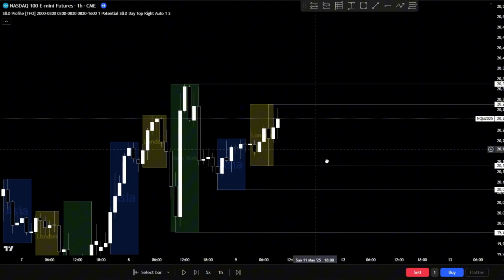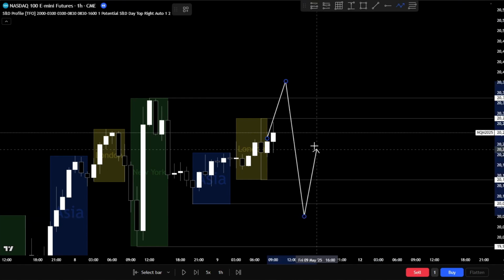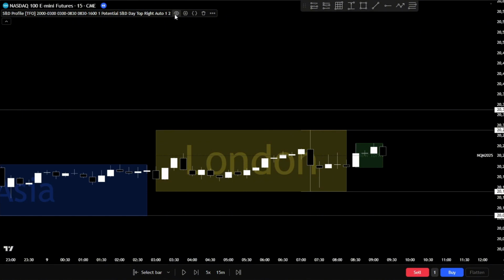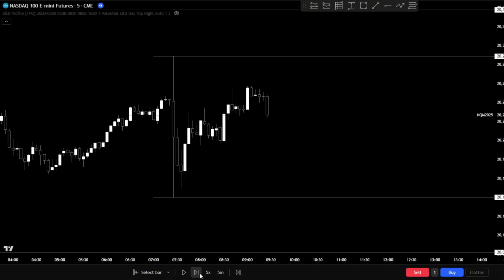I need some sense of direction, so I just want to wait until we either take out buy side or we take out sell side for me to look to take a trade. So now this is the waiting game. Up on the lower time frame, we just wait now. Time's going.